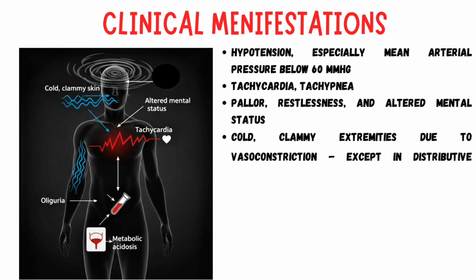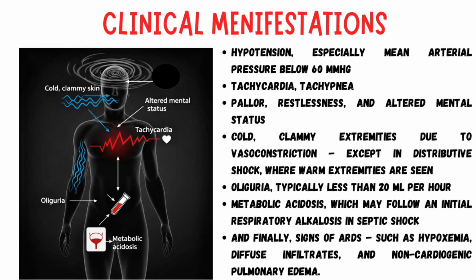Now we will learn about clinical manifestations in depth. I already told you about clinical symptoms before when we discussed the case of the patient. Now we will learn about specific facts along clinical features. For example, we can see hypotension, especially mean arterial pressure below 60. We can see the cold and clammy extremities in patients, but it is because of the vasoconstriction.